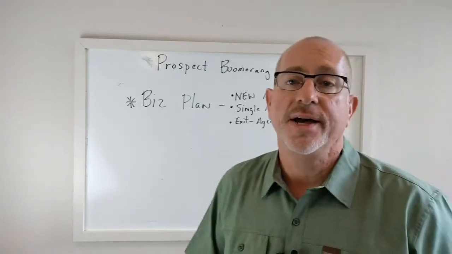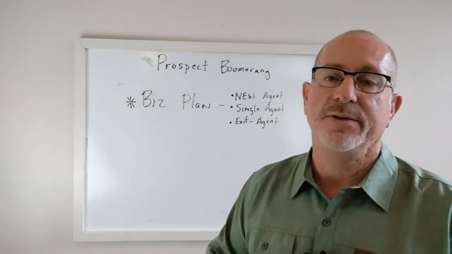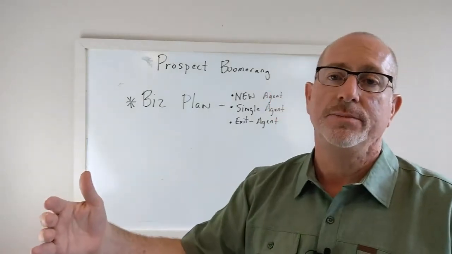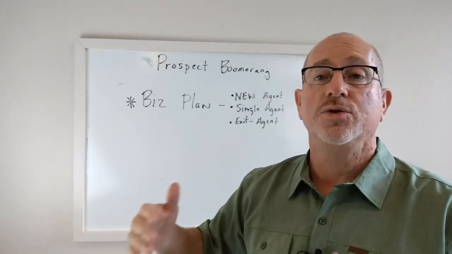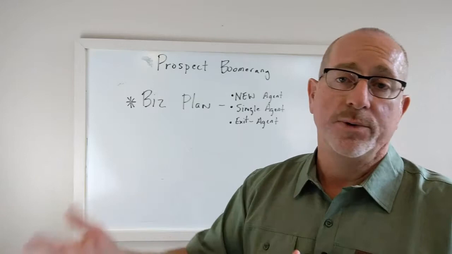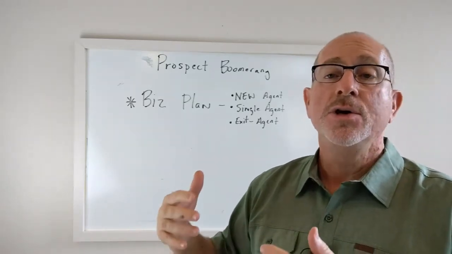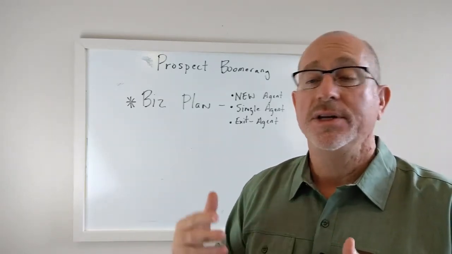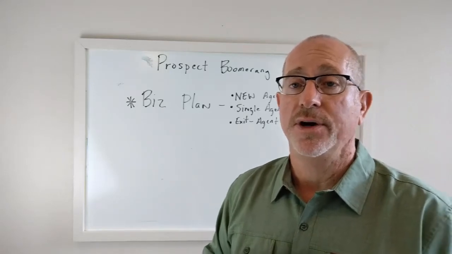So single agents, that's agents that are trying to get from 5, 8, 10, 15 transactions and are trying to make that jump to 20 or 30 transactions. At that point they should really be either happy with the six-figure plus income, or they would start looking at a team and decide whether they want to try to expand what they're doing.